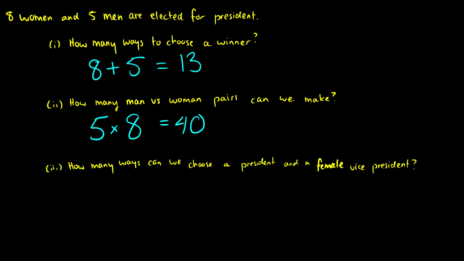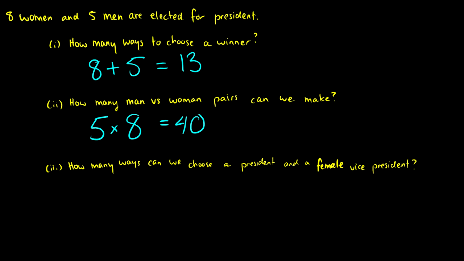Now this uses the rule of product because we're choosing a man out of our pool of 5, and then we're choosing a woman out of our pool of 8, and we're pairing them up. So each man is going to be paired with each woman, or has the possibility to be. So we choose a man, and then we choose a woman, so it's 5 times 8, that's 40 possible pairs.